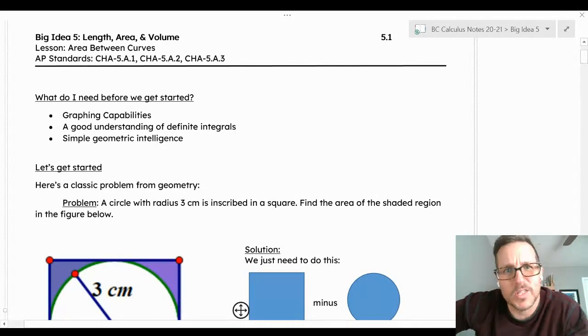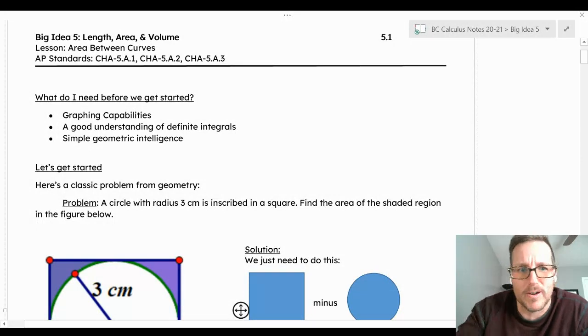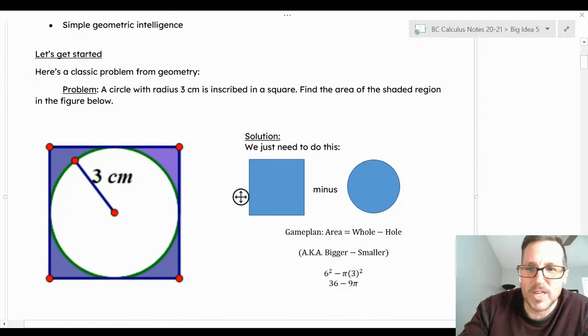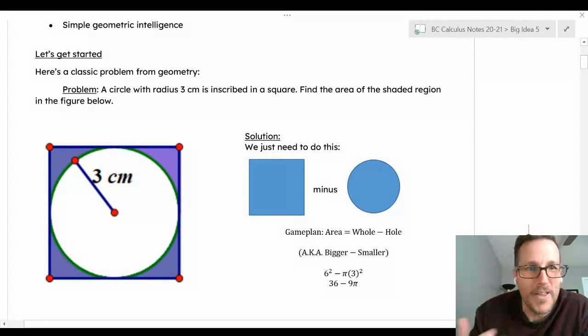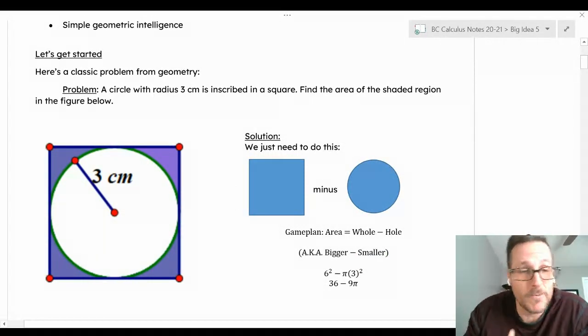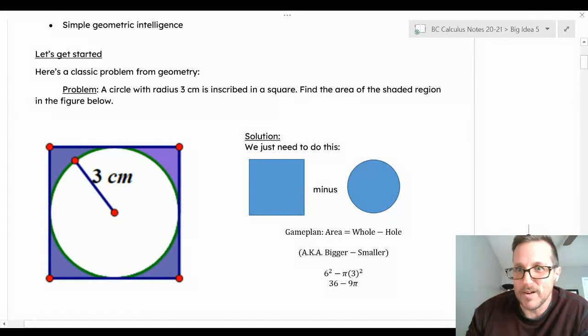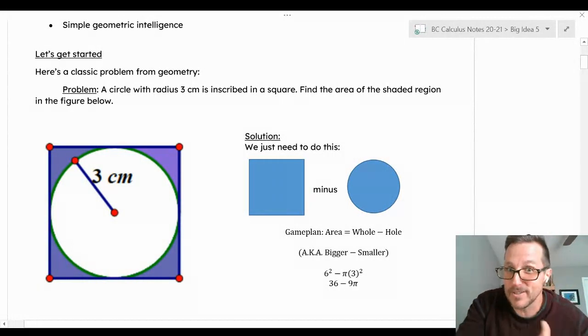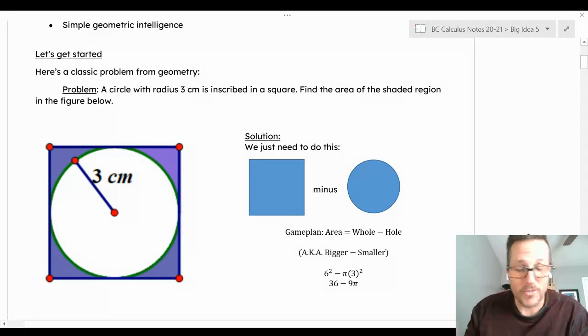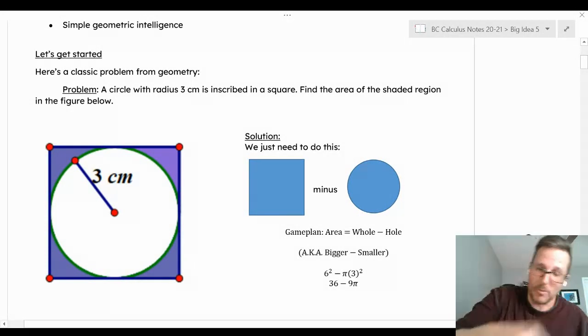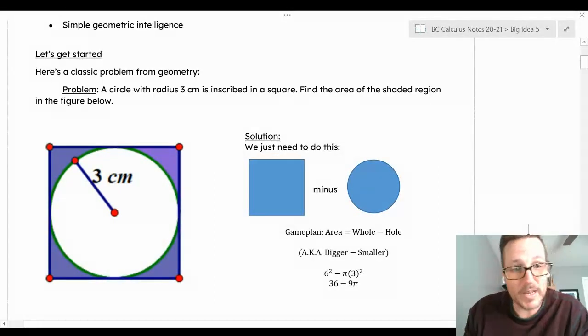Speaking of geometry, let me throw you a slow ball here. Let's find the area of the shaded region. Remember those problems? Find the area of the shaded region. Well, if we got a circle that's inscribed in a square and the radius of that circle is 3 centimeters, then all we got to do is take the area of the square and subtract the area of the circle. It's pretty obvious as the game plan. It's the whole thing minus the hole that we cut out, otherwise known as the bigger area minus the smaller area.